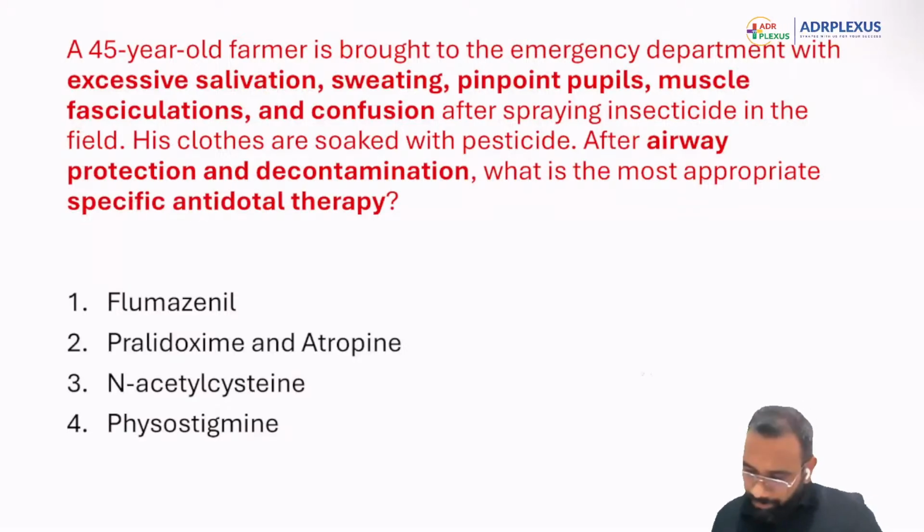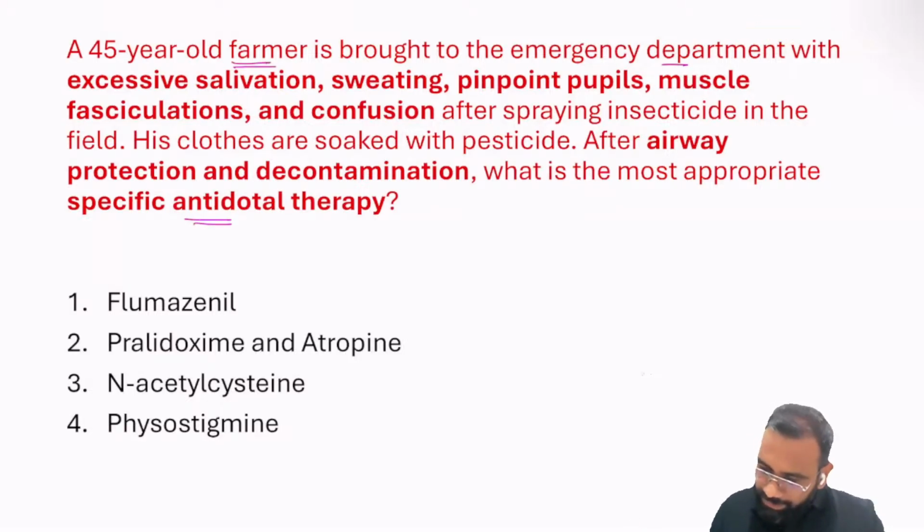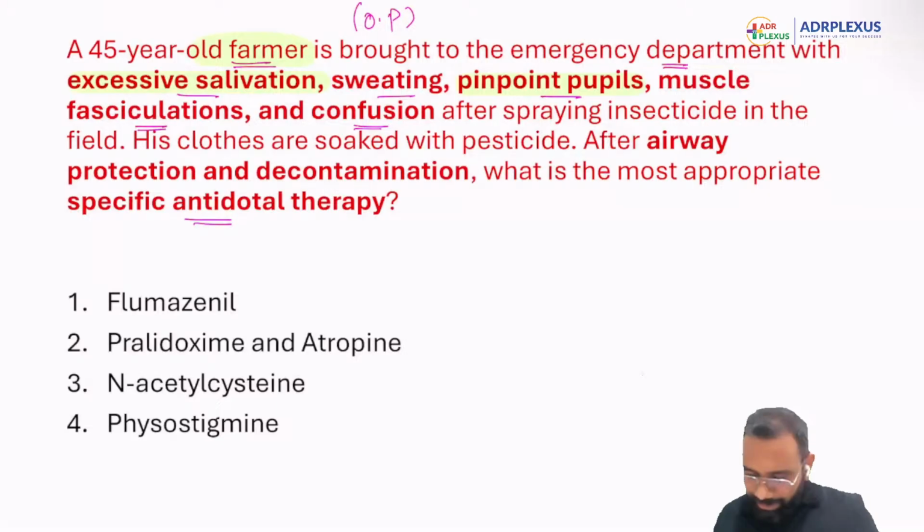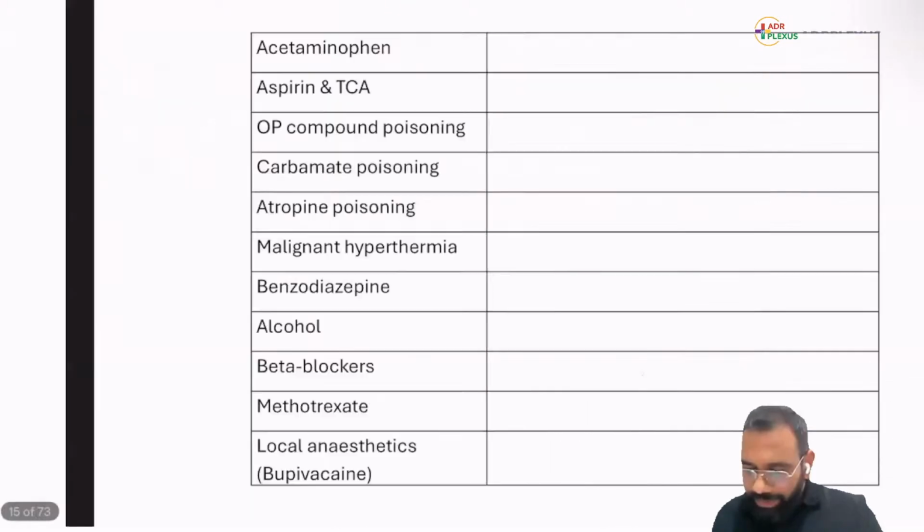Here you see, he has asked about antidotal therapy. A patient in the emergency department with excessive salivation, sweating, pinpoint pupils, muscle fasciculations, and confusion. Classically, I told you, if you see pinpoint pupils and excessive salivation, it is OP compound poisoning. So what is the antidote? Pralidoxime and atropine. Now let's see all the antidotes.